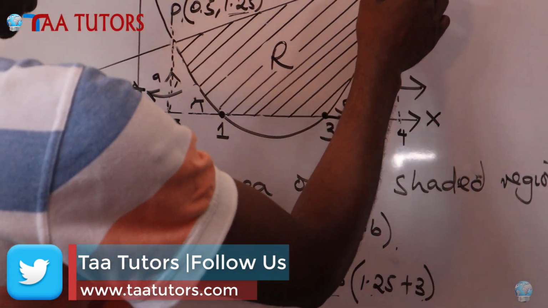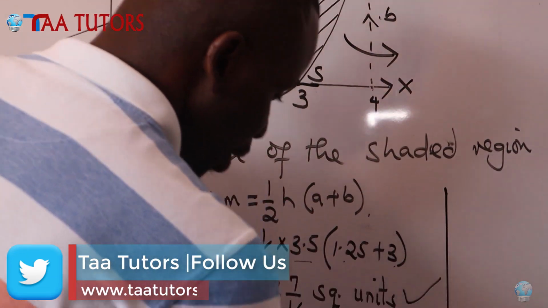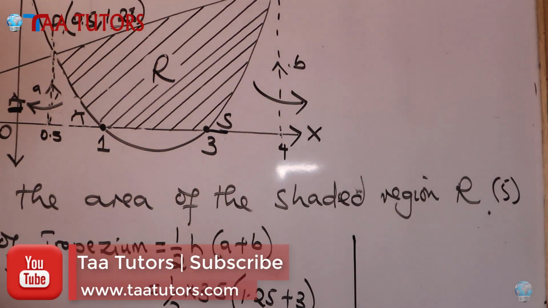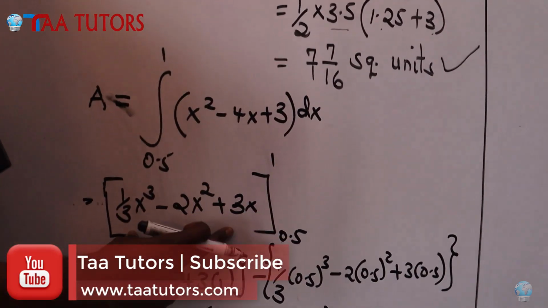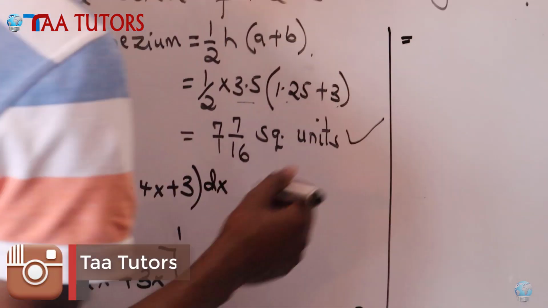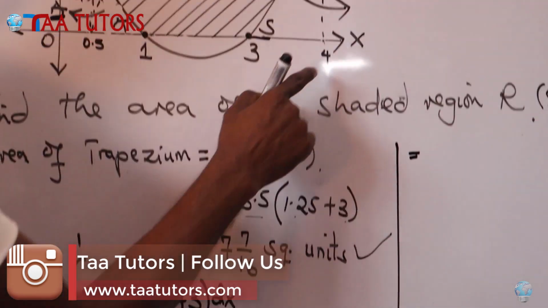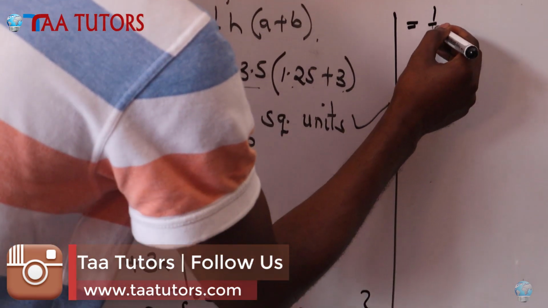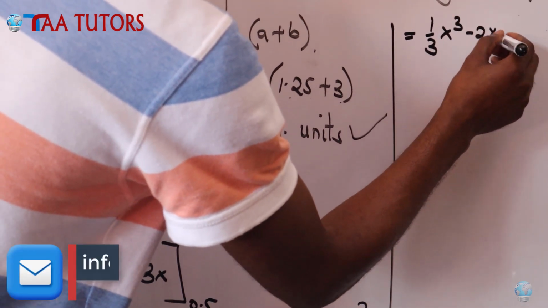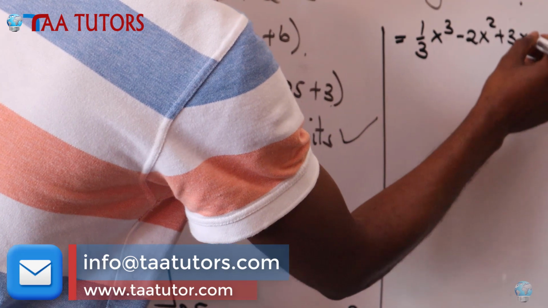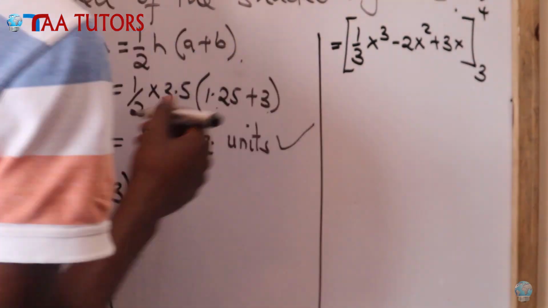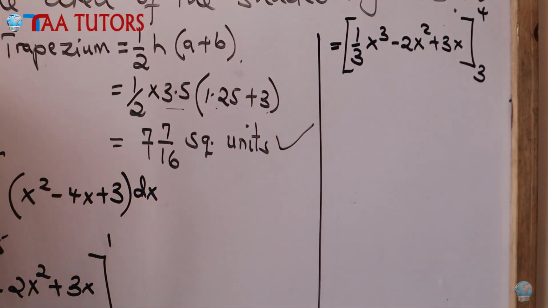So the next thing we have to get is the area of the other part. I want to tell you that we have already integrated, so I don't want to repeat the procedure because the curve is the same. So I'm just going to start substituting directly from here, and our limits are 3, 4. So I'll say a third x cubed minus 2x squared plus 3x. This is what we have for the upper limit and the lower limit for that area.